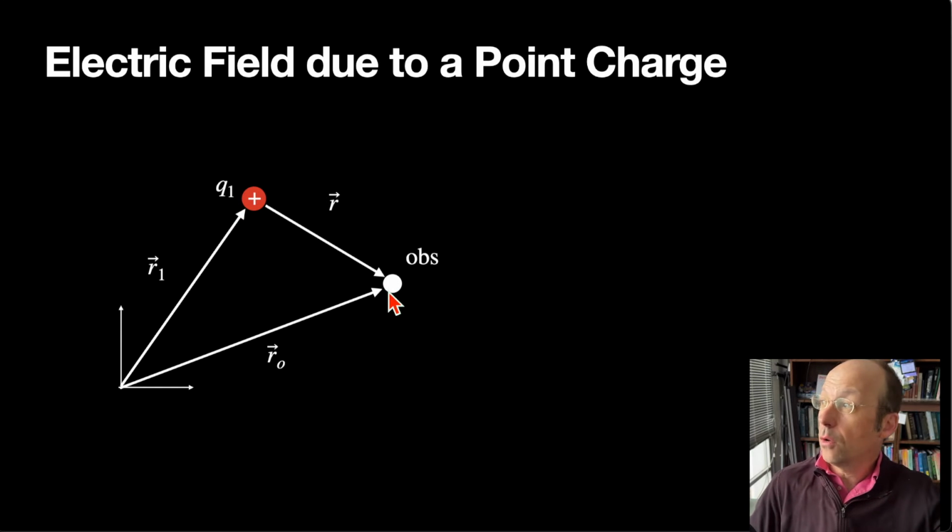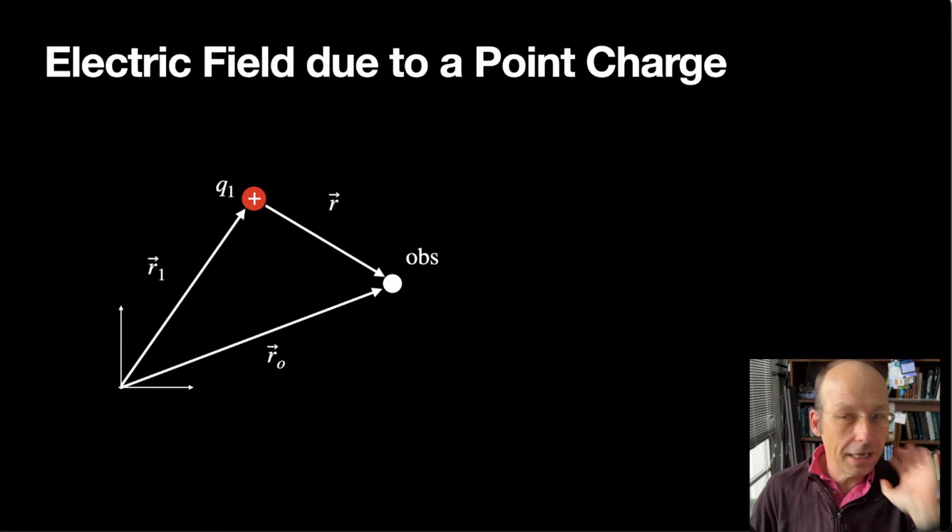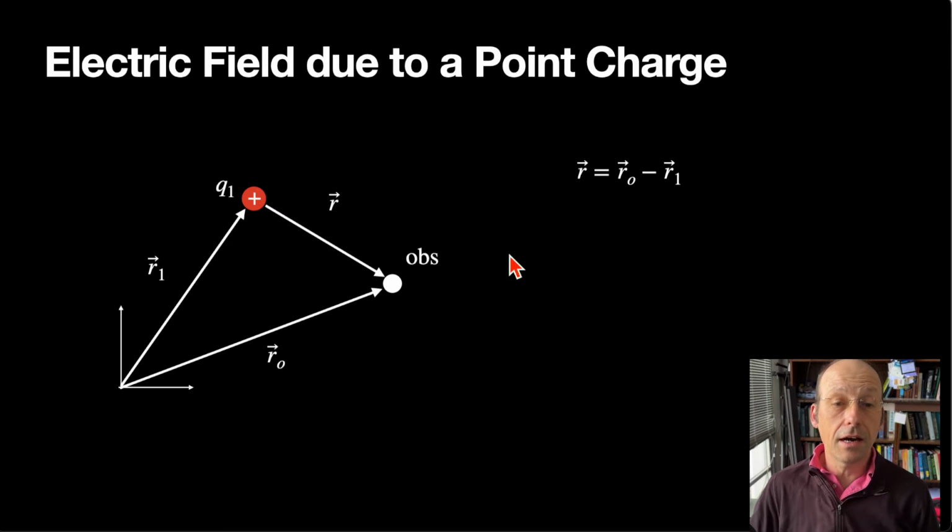A lot of times we just think about the charge at the origin, and that's easy, but we can't always do that. So this is just the generic version. Then I can calculate this vector R. It's just going to be this position vector RO minus the initial position. It looks just like a displacement vector, right? Delta R. It's the same thing.